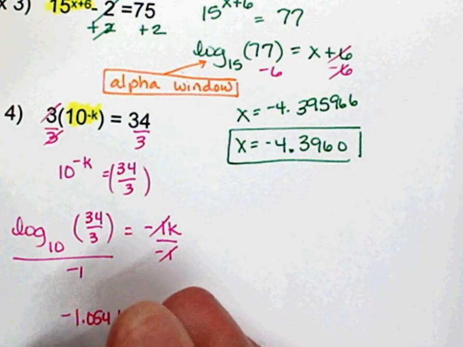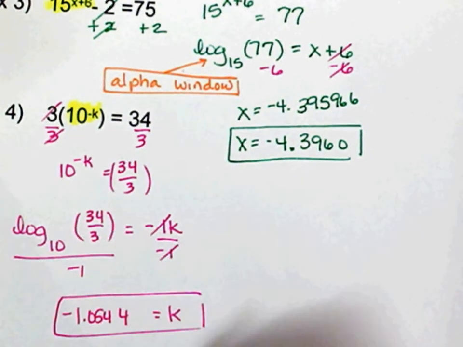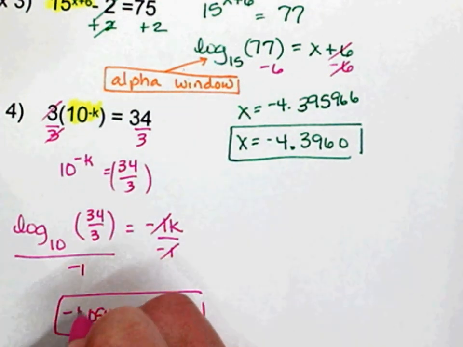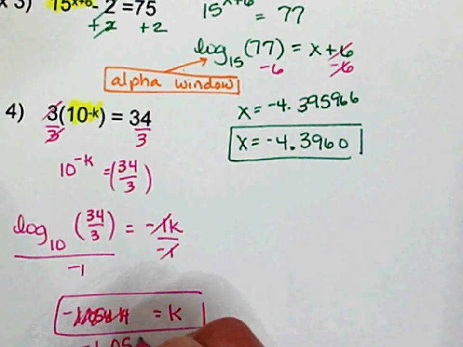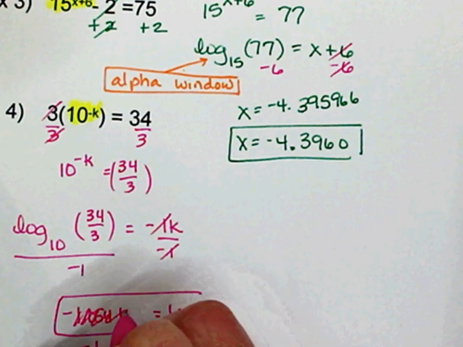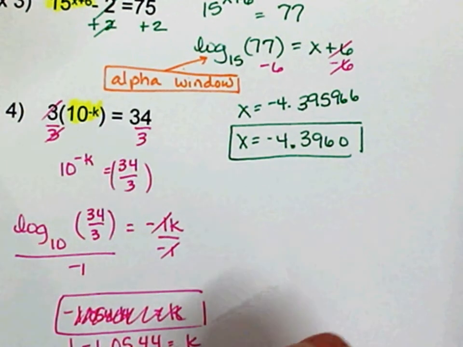Okay. Well, that looks terrible, doesn't it? Let me rewrite it. Negative 1.0544 equals k. Yeah, that looks better. All right. There you go. Okay?